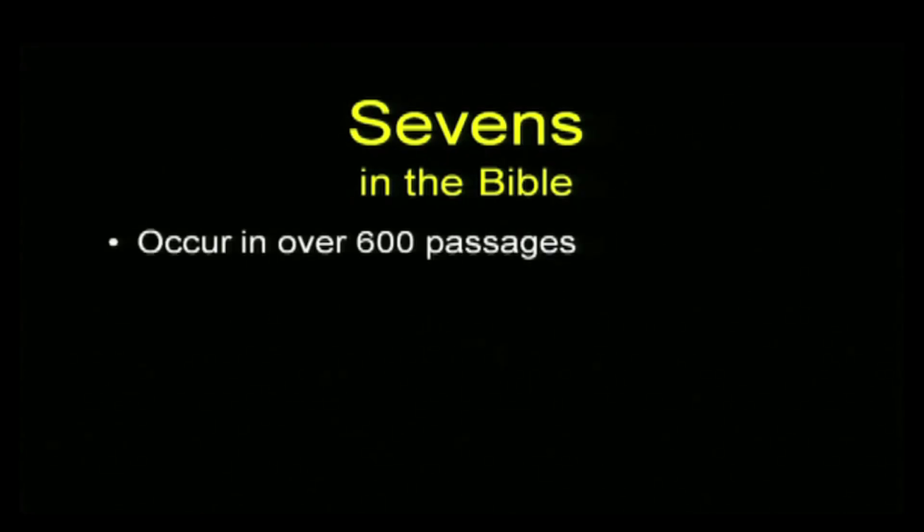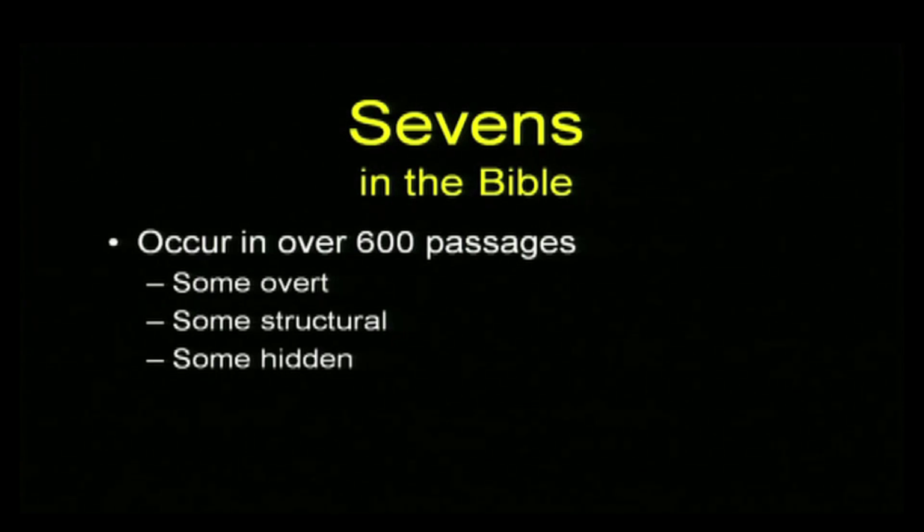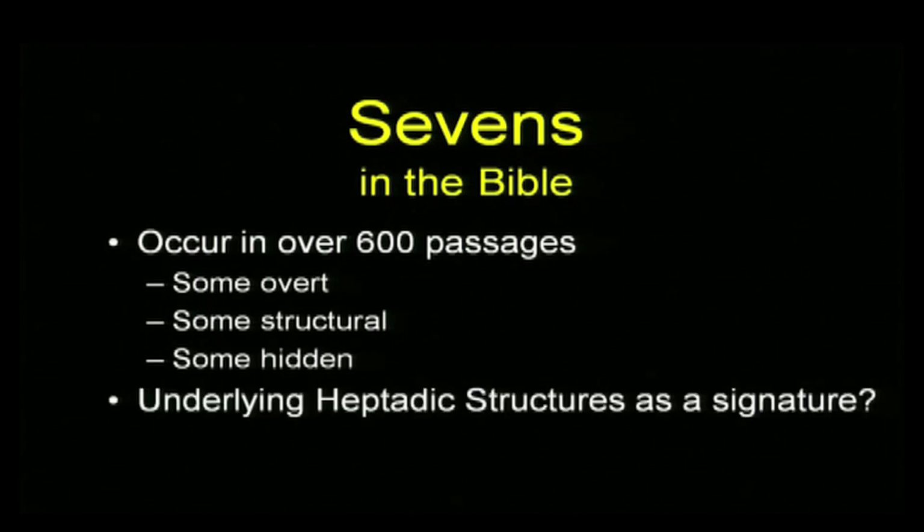I want you, at least in your imagination, to assume you have a pad in front of you, and I want to talk a little bit about sevens in the Bible. They occur in over 600 passages. I probably should have said 700. Some are very overt. Some are structural. Some of them are even hidden. But the sevens are everywhere. In fact, there's a discovery that I want to touch on called the heptadic structure of the Bible.